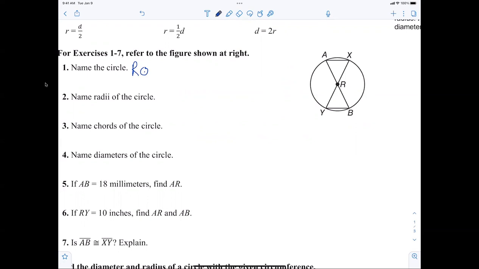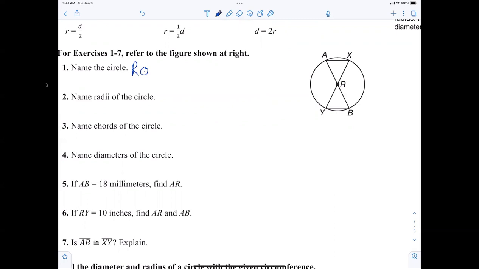Now I'm pretty confident you guys could name the radii. How many radii do we actually see? 4. It doesn't matter if you say radii RY, RB, RX, RA, or AR, XR. Doesn't matter what letter goes first. So let's name the chords. The chords would be called what? AB and YX. What else? AX and YB. That is correct.